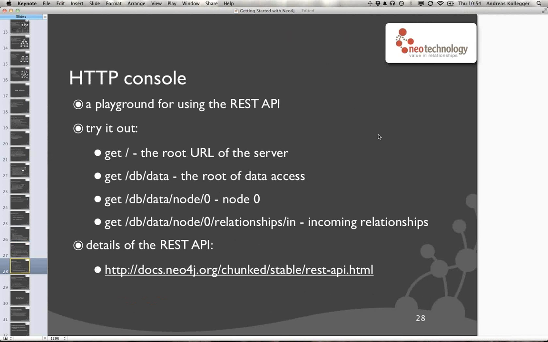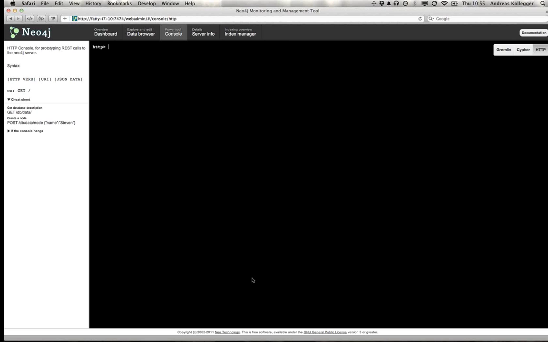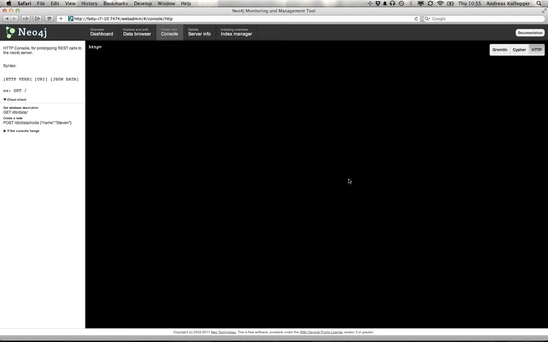The HTTP console, it's a playground for using the REST API. When you try it out, you will see exactly the kinds of responses you're going to get from the server, and you can test things out and then adopt that for your code. The details, of course, are available in the Neo4j manual. Let's go ahead and do some of that trying out. This is just as if you were executing raw HTTP requests with no extra setup or having to worry about anything. Let's just get the root.